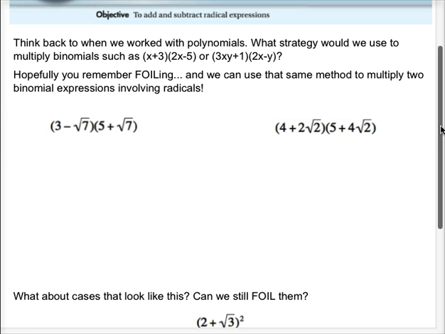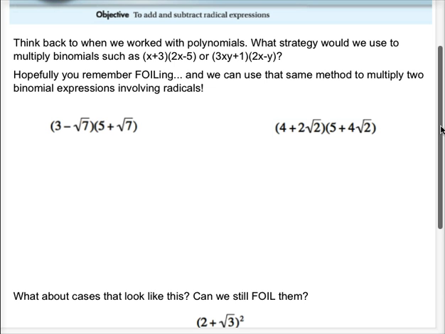What strategy would we use to multiply binomials such as x plus 3 times 2x minus 5 or 3xy plus 1 times 2x minus y? Whenever we had two parentheses multiplying like that, we would use the process of foiling. And the cool thing is, the same thing applies when we're working with binomial expressions that use radicals.